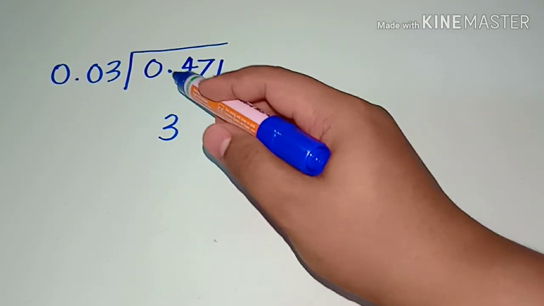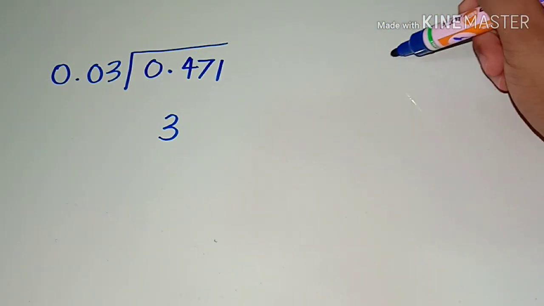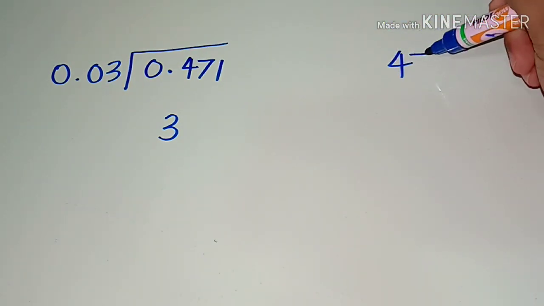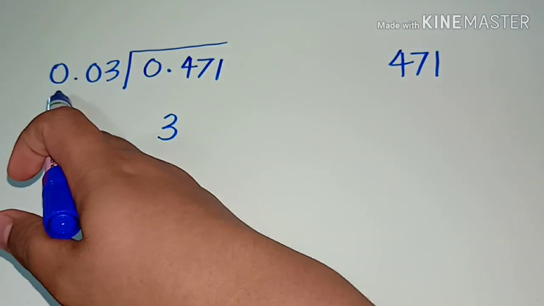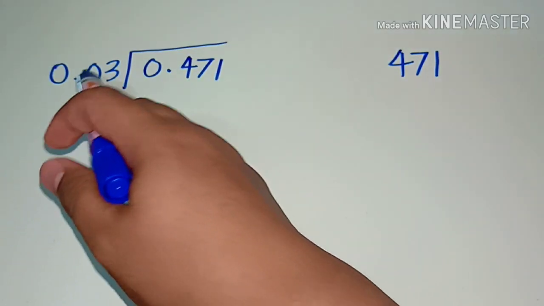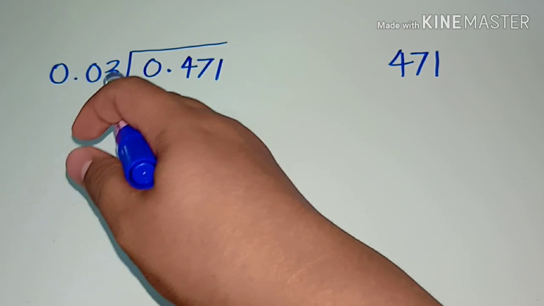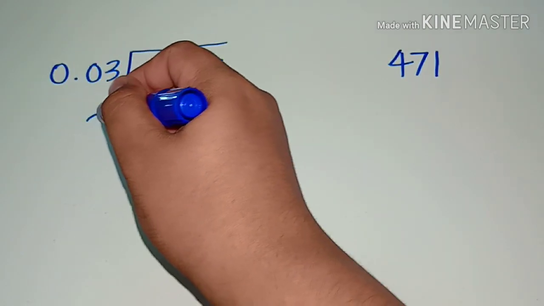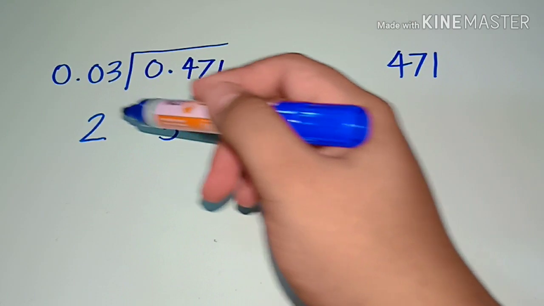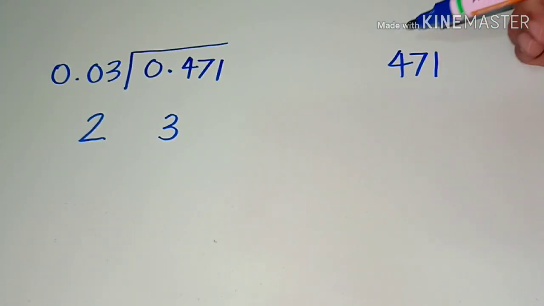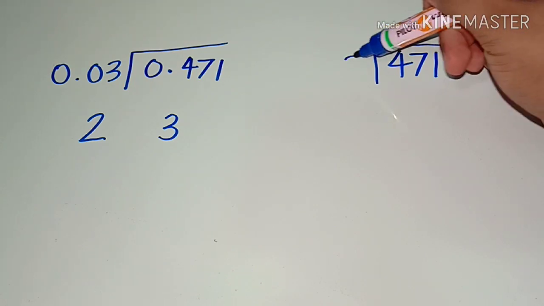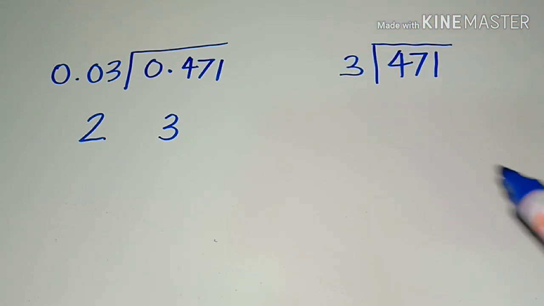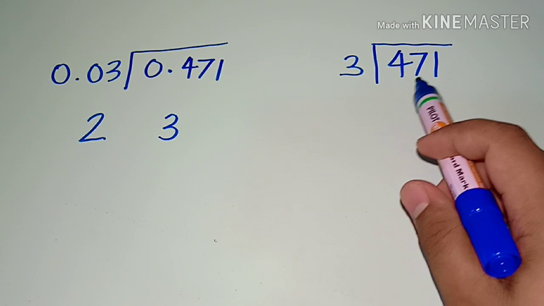So instead of 0.471, it will become 471. And then you also make 0.03 into a whole number by moving only 2 places to the right. So you write there 2, that means you move 2 places to the right. And what will happen to 0.03? It will become 3. By there, you can already divide 471 by 3.